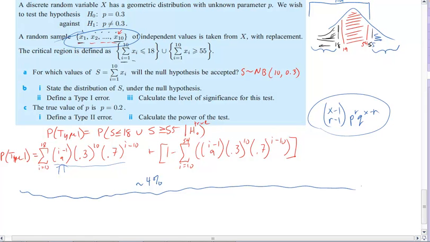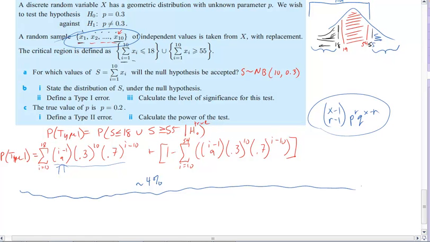Well, the type 2 error is that we accept the null hypothesis even though the null hypothesis is actually not true. In fact, the probability is 0.2. So this actually says, well, here is the true one. Type 2 then is that we accept 0.3 instead of 0.2.